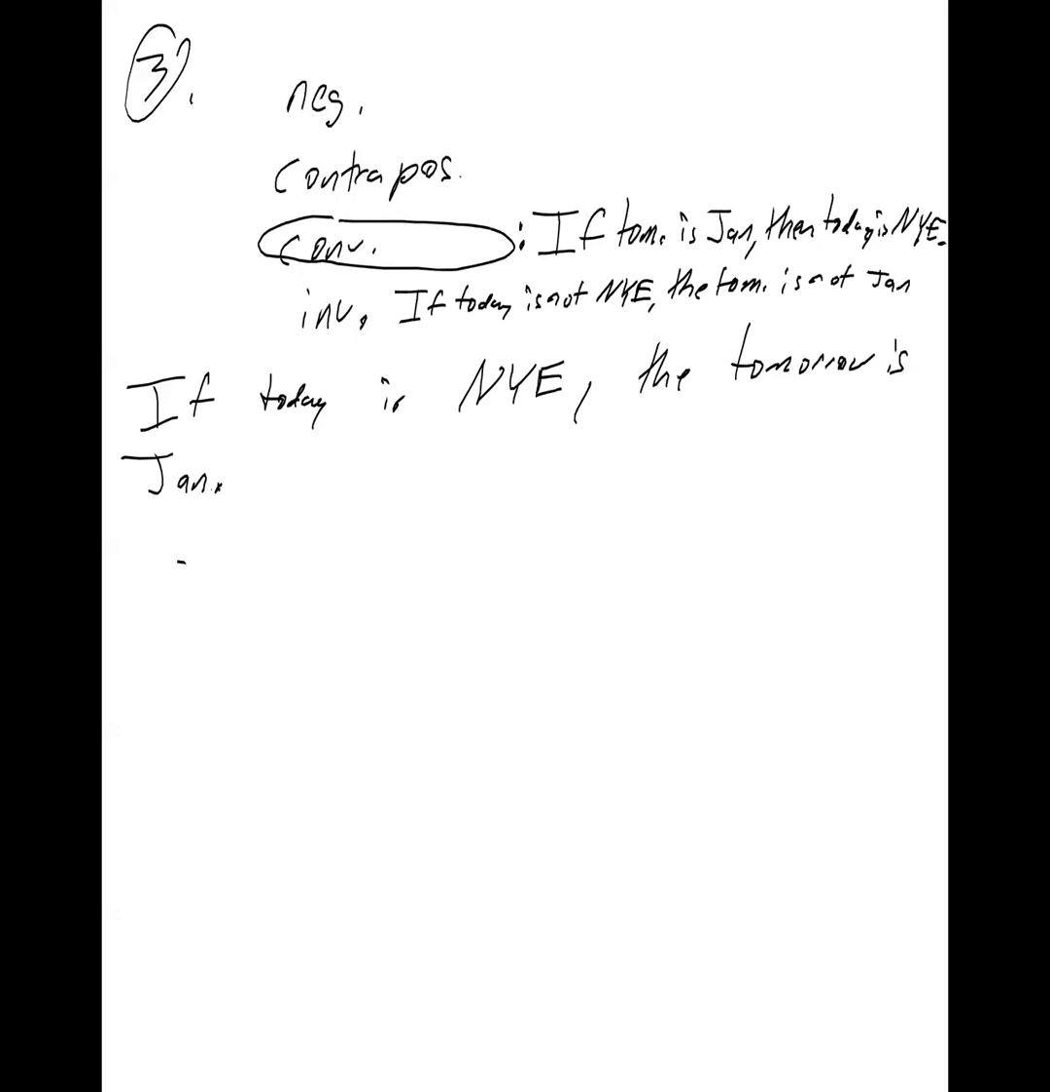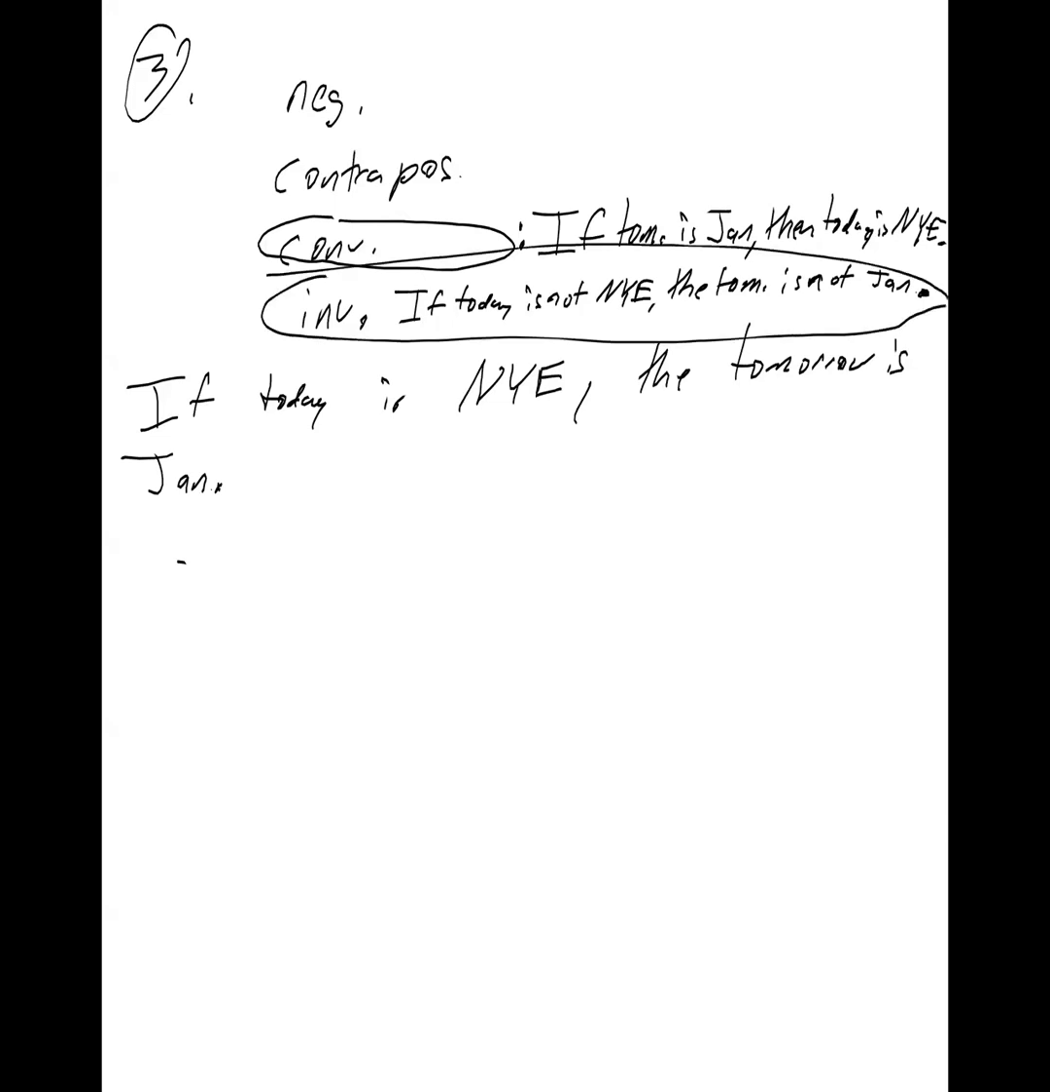So is that a true statement? If today is not New Year's Eve, then tomorrow is not January. It's true right now because today is not New Year's Eve, since it's October, and tomorrow also isn't January, right? But is it always true though? What if it's January 1st? Today is January 1st, which is not New Year's Eve, but tomorrow would still be January. So the inverse statement is not always true, even if the original statement is true. So that's the converse, that's the inverse.